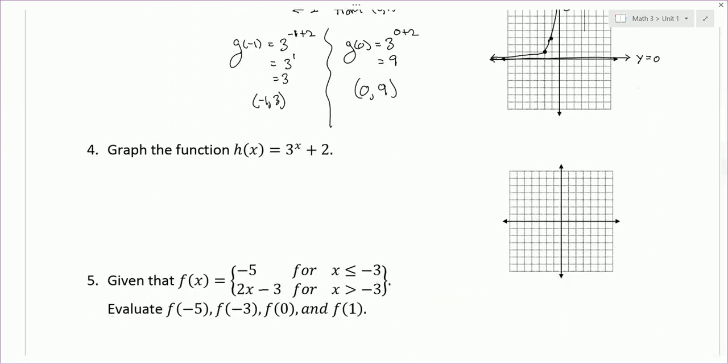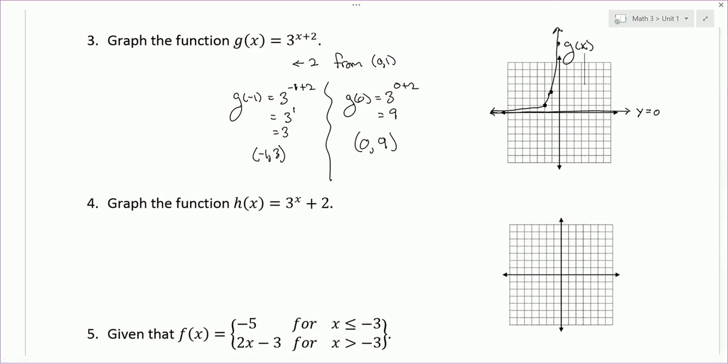Number 4, again we have an exponential function, and if you compare it to number 3, they almost look exactly the same. The difference is where the plus 2 is. In example 3, the plus 2 is part of the exponent. In example 4, that plus 2 is not part of the exponent. So here our translation is we're going to translate the parent graph up 2 units instead of left 2 units like we did in the previous.